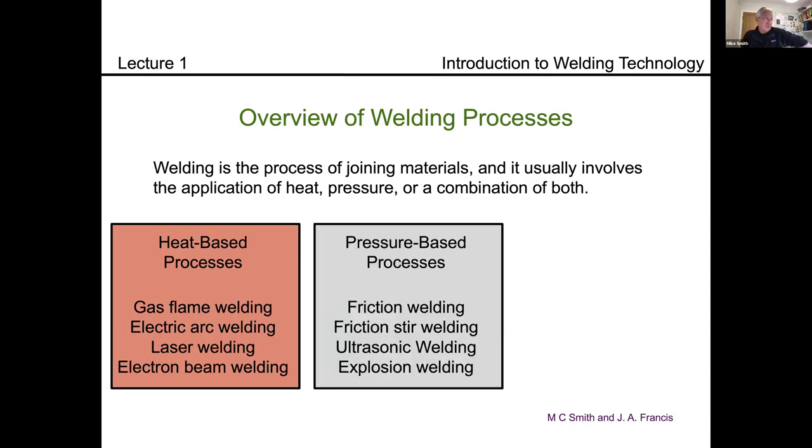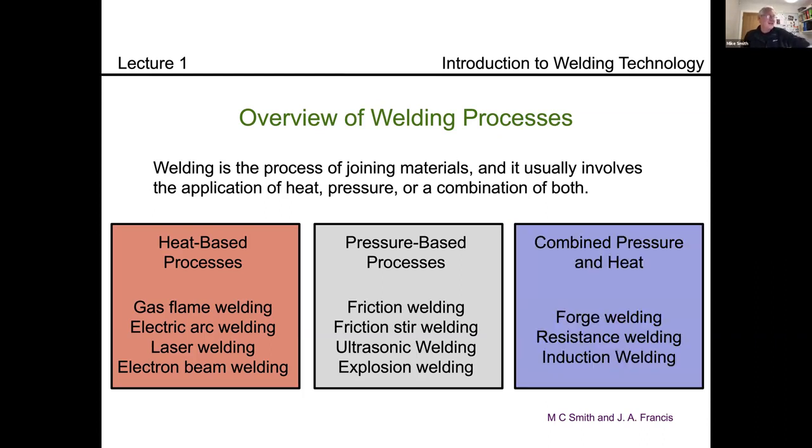Then there's pressure-based processes, and that's where you're effectively using, well, the first two, friction welding and friction stir welding, you're basically using a combination of pressure and friction to generate heat, which allows you to bond your two materials together. Ultrasonic welding is very high frequency vibration. And explosive welding is what it says on the tin. You go bang, and instead of two components, you have one. And that's probably one to watch, actually. I don't know how often it works. Nothing could possibly go wrong with that one. And then there are techniques that use combined pressure and heat.